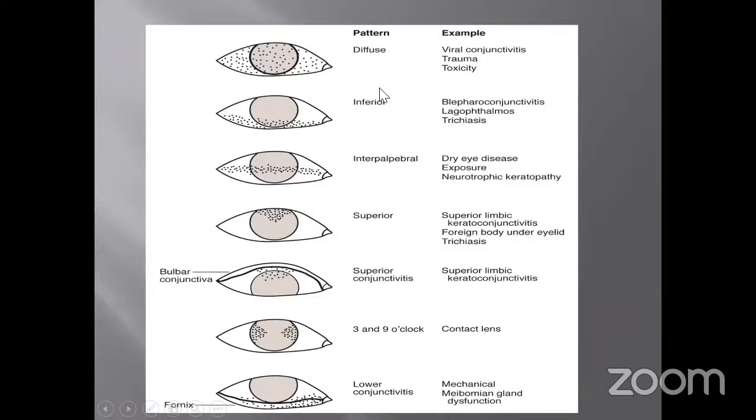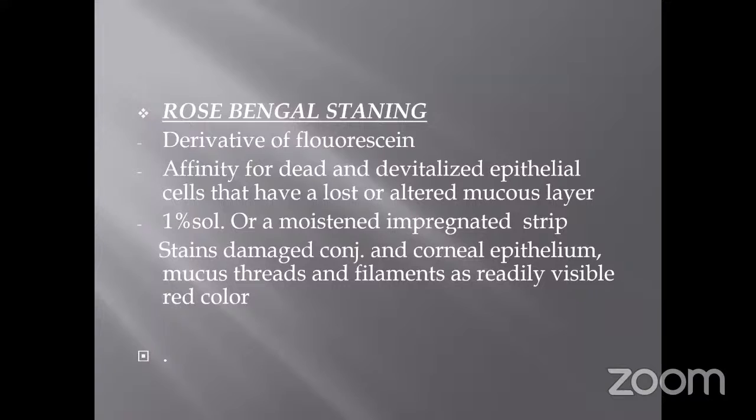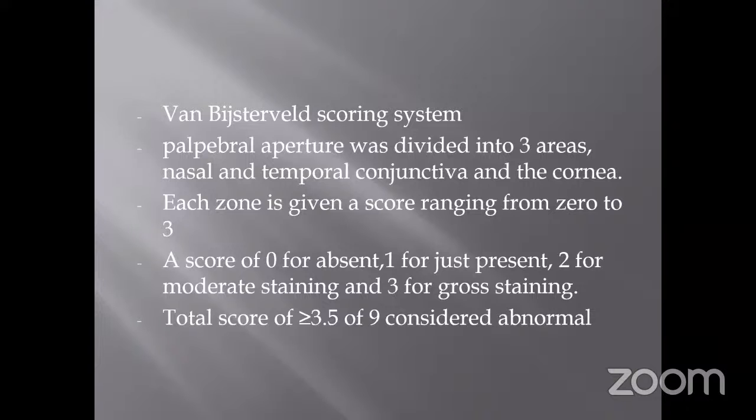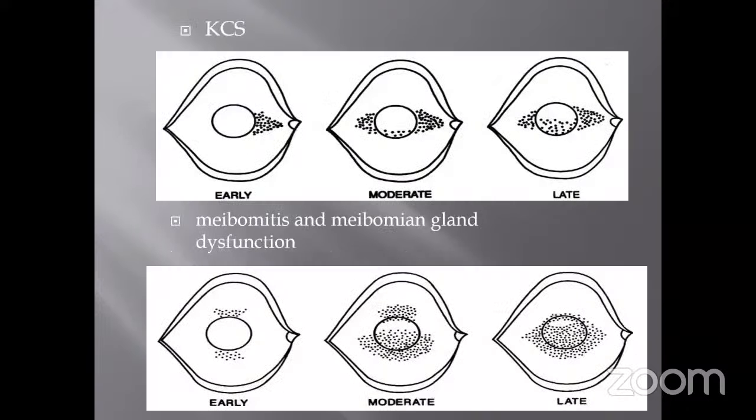These are the important patterns. At least you have to mention inferior is seen in blepharitis and lagophthalmos, interpalpebral in dry eye disease, mainly aqueous tear deficiency, and superior in superior limbic keratoconjunctivitis. These 3 are important. Rose Bengal staining is a derivative of fluorescein. The difference is that it stains the conjunctiva also. It has affinity for dead and devitalized epithelial cells that have a lost or altered mucus layer, and stains damaged conjunctiva and corneal epithelium, mucus threads and filaments, which are seen as red color. The scoring system is not important for you.